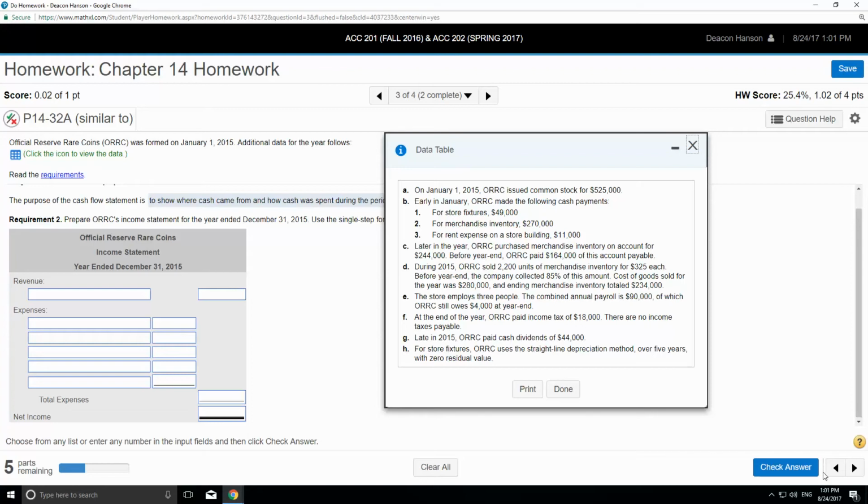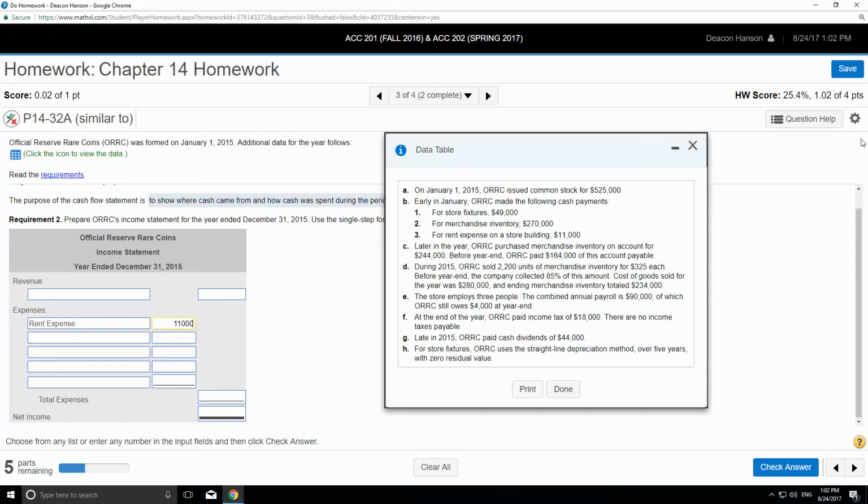So let's see. On January 1, 2015, so that's the issuance of common stock. That has nothing to do with the income statement. And then these following cash payments, okay, they're really balance sheet effects, right? You're either buying assets or paying down, buying inventory in this case. Here's one, rent expense. So we got rent expense of $11,000. So I'll come over here and I'm going to take rent expense and stick it into my expense category on my income statement.